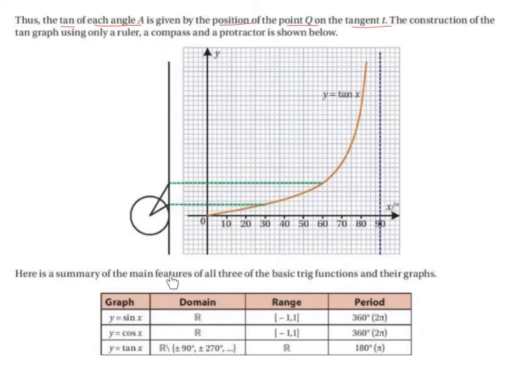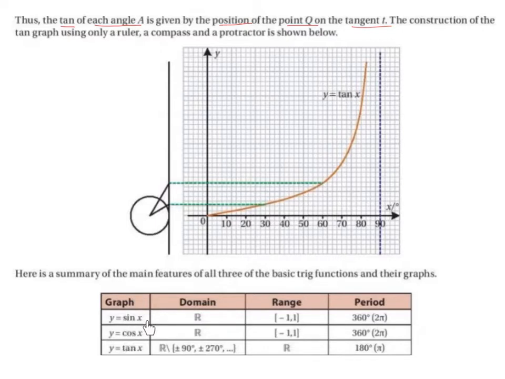Here is a summary of the main features of all three of the basic trig functions and their graphs. So y equals sine of x has a domain of the real number set, range of -1 to 1, period of 360 degrees or 2 pi. Y equals cos of x has a domain of the real number set, range of -1 to 1, period of 360 degrees or 2 pi.